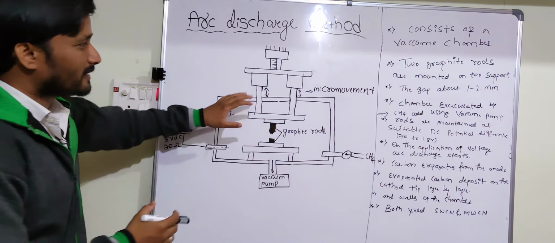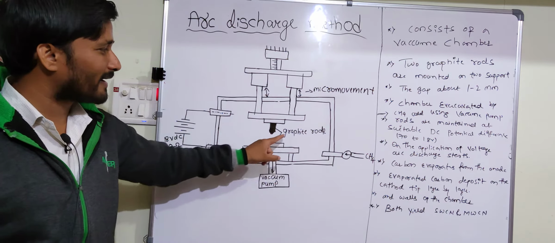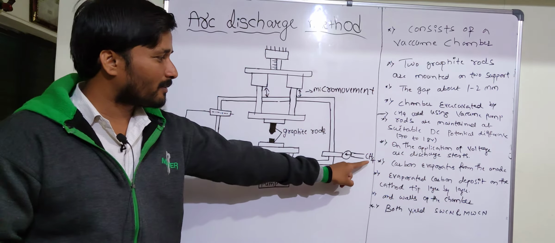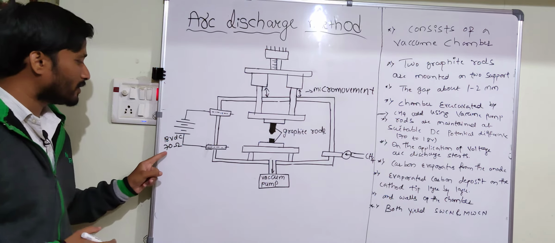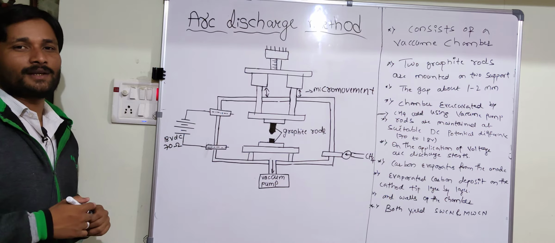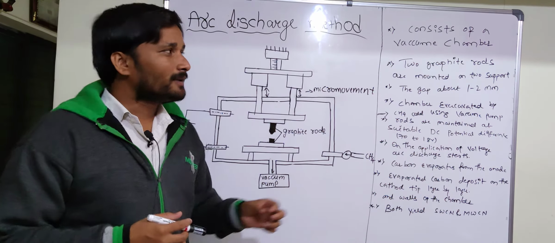So this is the diagram of the arc discharge method, which consists of a micro movement and two graphite rods. From here we can introduce the methane gas. This is the vacuum pump, and here we are going to use one battery. Now moving on to the construction and working principle.